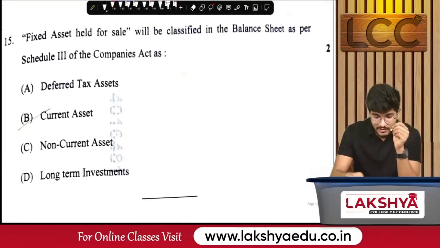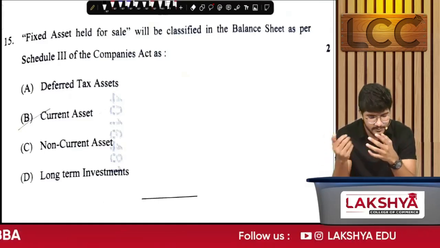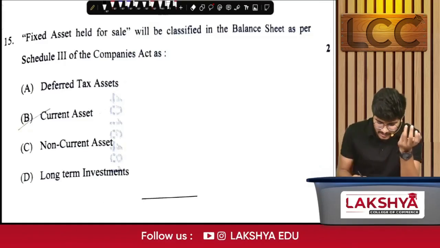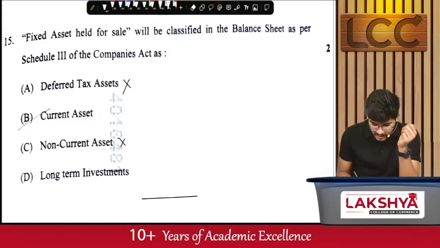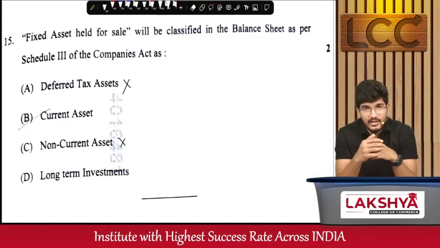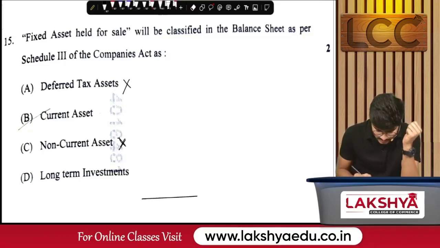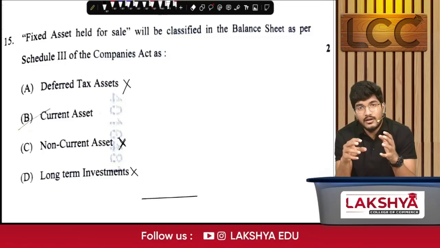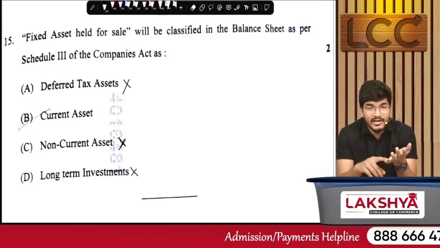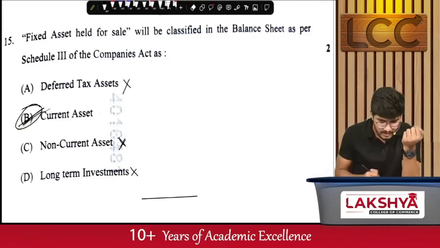And coming to the last MCQ, a fixed asset held for sale will be classified in the balance sheet as per Schedule 3. It is not a deferred tax asset because there is no accounting profit or taxable profit. It is not a non-current asset, because if it is held for sale, the company's intention is to sell as early as possible. And it is not an investment also, because investment is something which is held by the entity to earn income by way of rent, dividend, interest, etc. The only option is current asset.